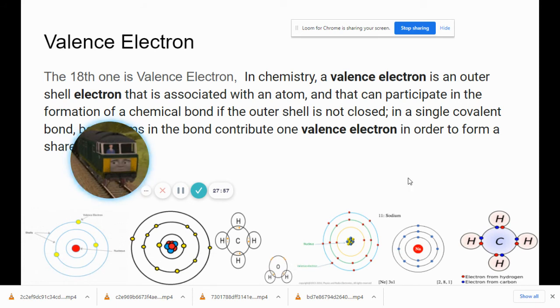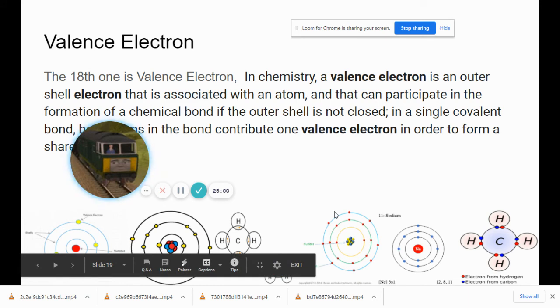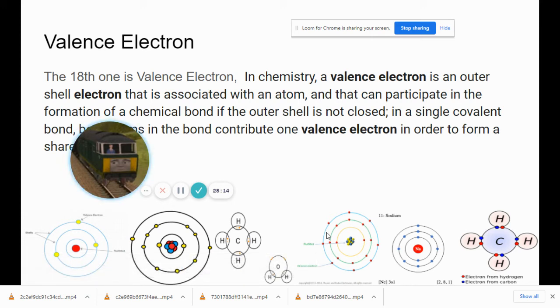All right, there's the nucleus in the middle. There's a sodium. The red dots are the valence electrons that are shared together. Okay, so there are 4 electrons, which come from hydrogen and from carbon, the H is for hydrogen and the C for carbon.